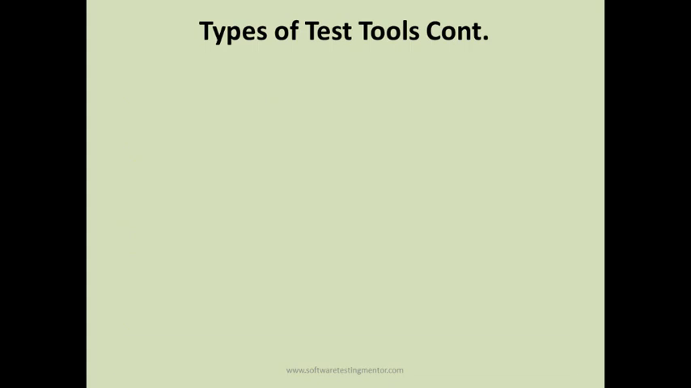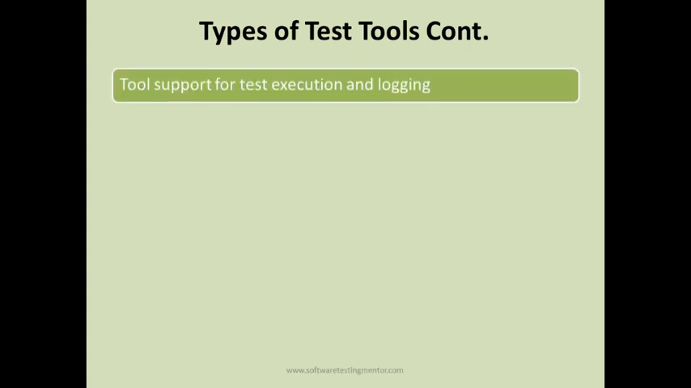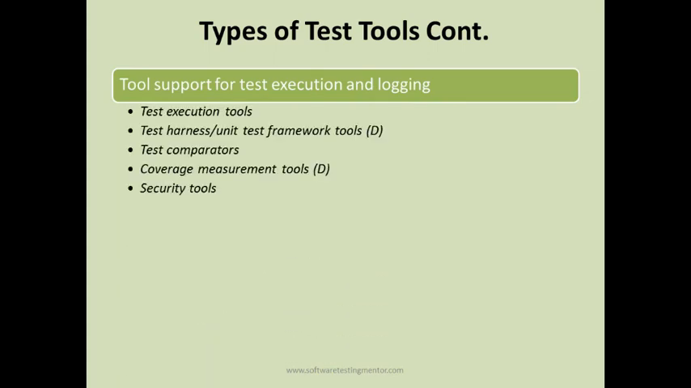Then the other category is tool support for test execution and logging. The tools which help you support test execution and logging are test execution tools, test harness or unit test framework tools, which are mostly used by developers. Then there are test comparators, which compare your expected and actual results. Then coverage measurement tools, which are used by developers. Then security tools are also there, which support your test execution and logging.